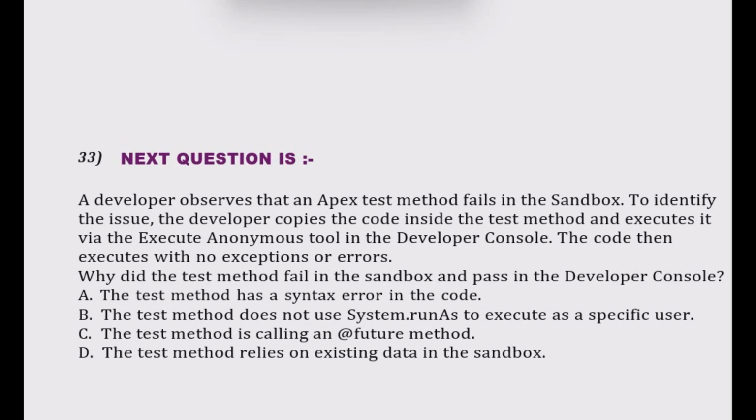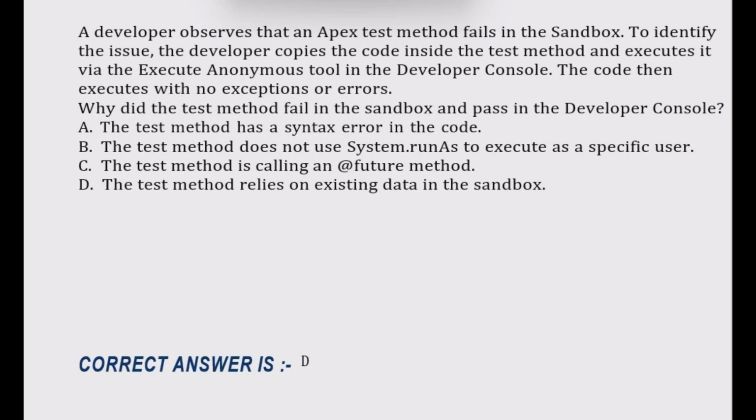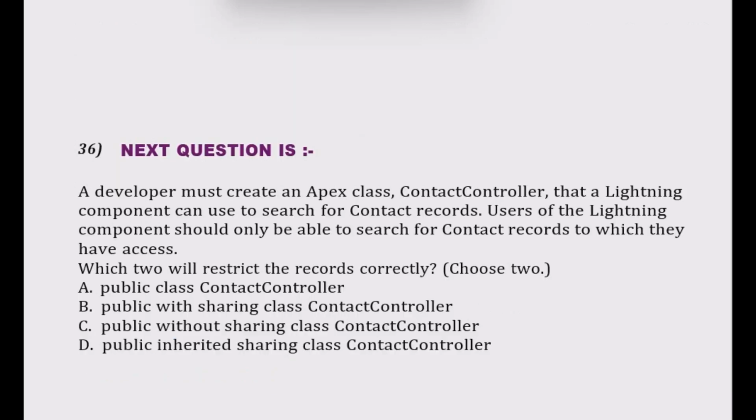Option A, the test method has a syntax error in the code. Option B, the test method does not use System.runAs to execute as a specific user. Option C, the test method is calling an @future method. Option D, the test method relies on existing data in the sandbox. Correct answer is option D.